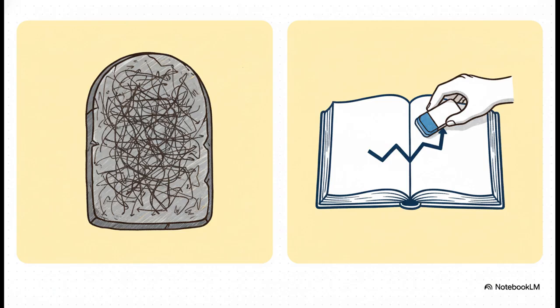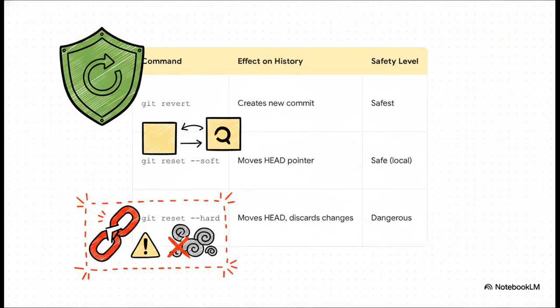And this philosophy is what unlocks some incredibly powerful commands. So how do you undo things safely? Well, your number one safest bet is git revert. It doesn't delete anything from history. Instead, it creates a brand new commit that is the exact opposite of an old one. It's a clean undo. Now, git reset is where you need to be careful.